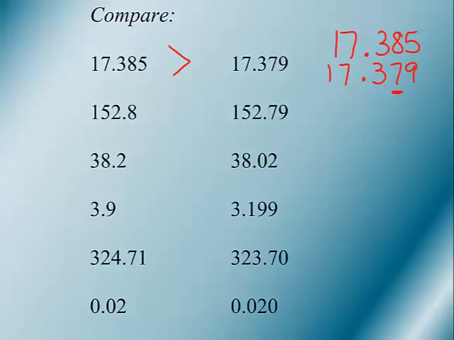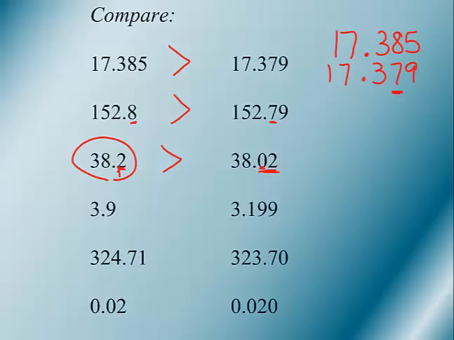Now in this one, I see I have 152 on both, but look at the tenths place. 8 is larger than 7, so that's the correct symbol. Now don't get confused on the next one. I have a 38 in both the whole numbers, but I have a 2 in the tenths spot and a 0. So which one's larger, 2 or 0? You're right. Even though this only has one digit after the decimal, and this one has 2, this one is larger, the 38 and 2/10.